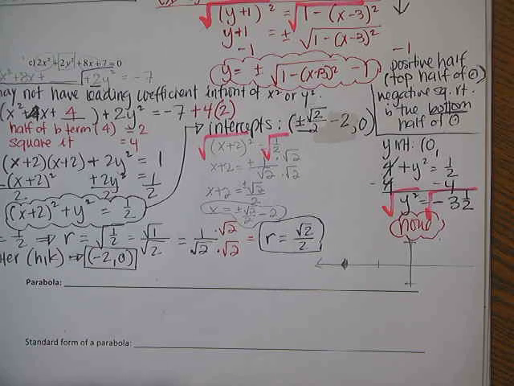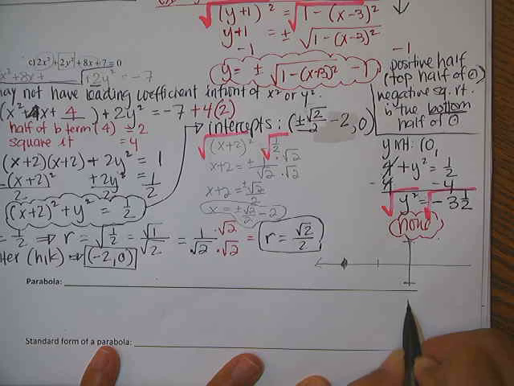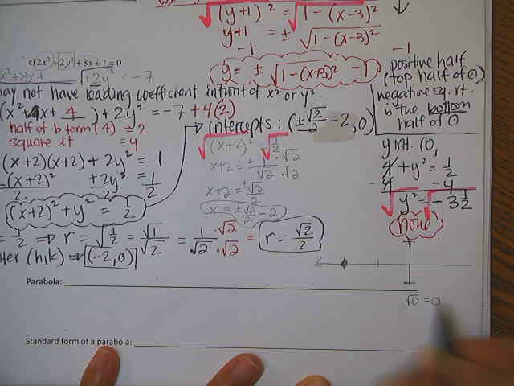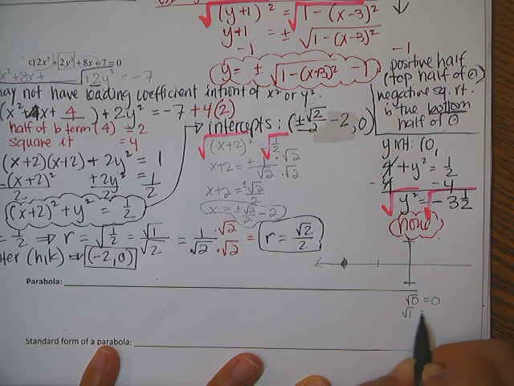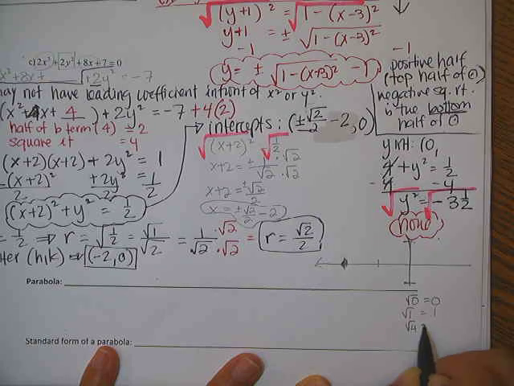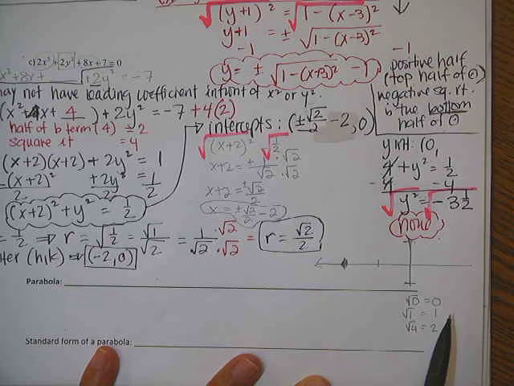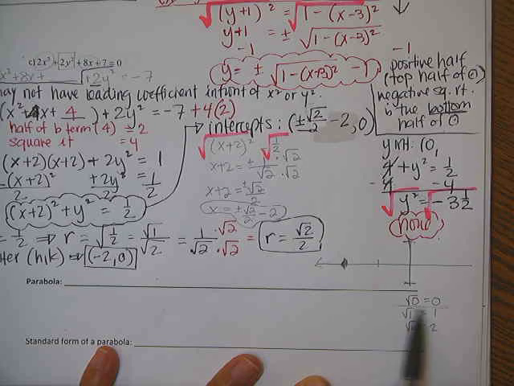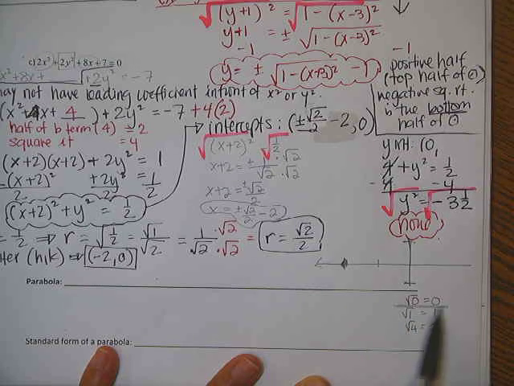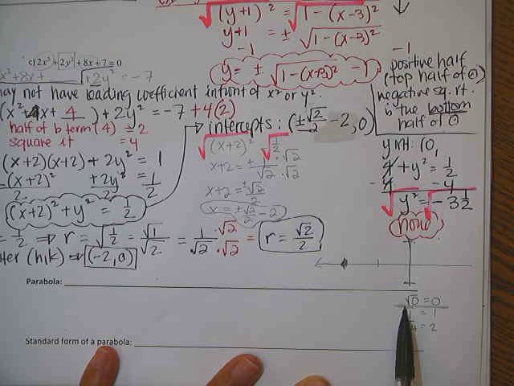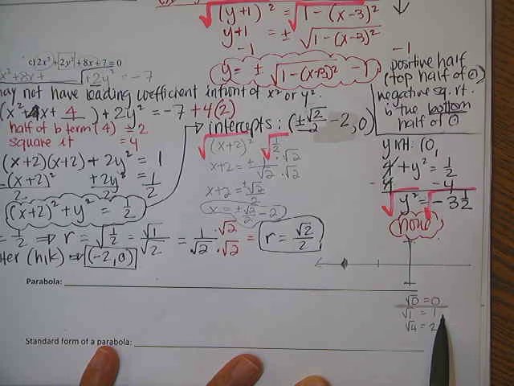Okay, so let's talk about square root numbers. Square root of 0 is 0, right? Square root of 1 is 1. Square root of 4 is 2. So notice how, well, square root of 1/2 is somewhere here. Okay, so I can for sure know that square root of 1/2 is in between 0 and 1. Can't be 1, can't be 0.